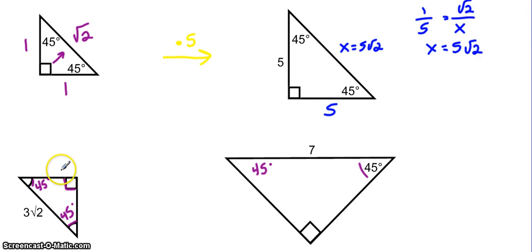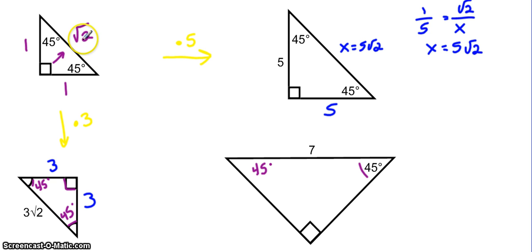This square root of 2 corresponds to this 3 square root of 2. So how do we get from the square root of 2 to 3 square root of 2? Well, it looks like we're multiplying by 3. And so following that ratio, 1 times 3 is 3. So the side lengths of this triangle will be 3, 3, 3 square root 2. And that follows this pattern of 1, 1, 1 square root 2, or just square root of 2.